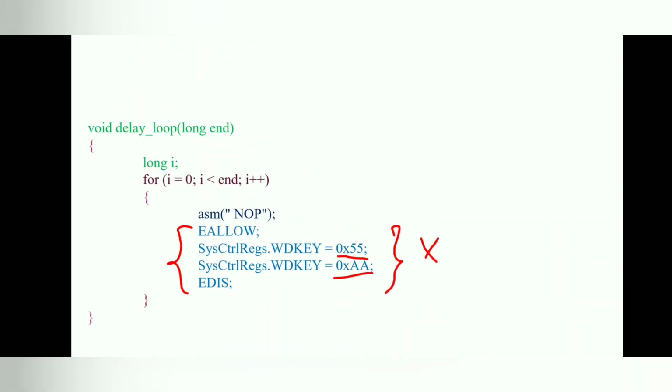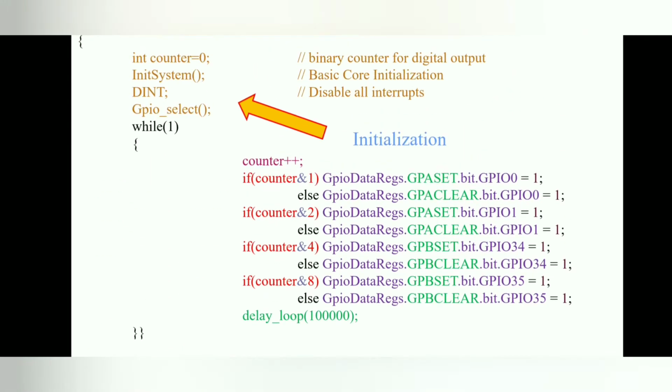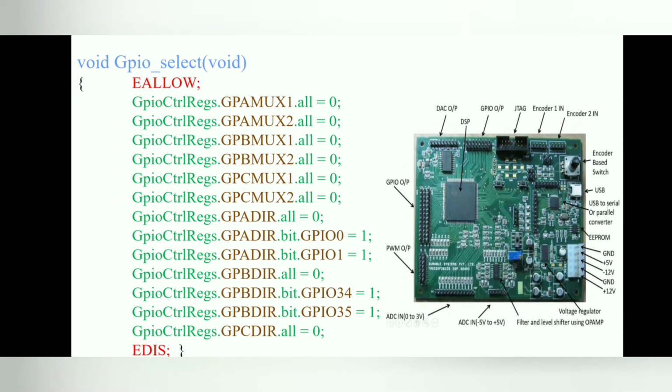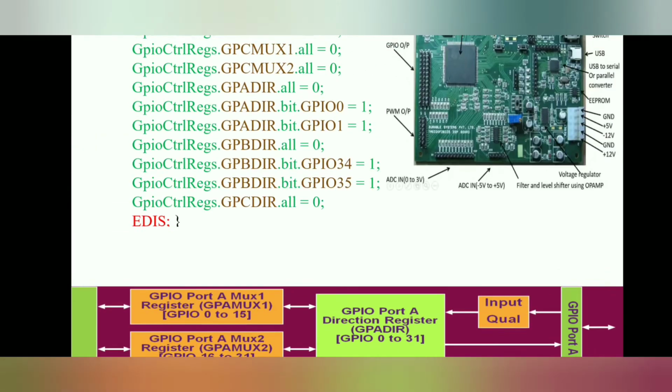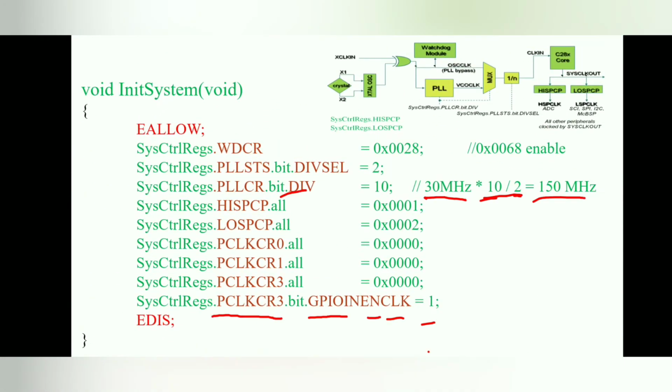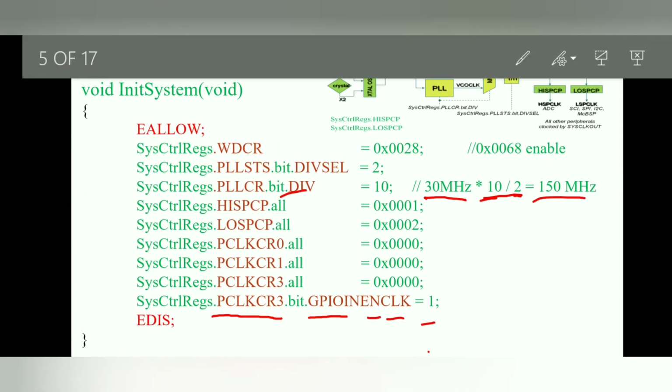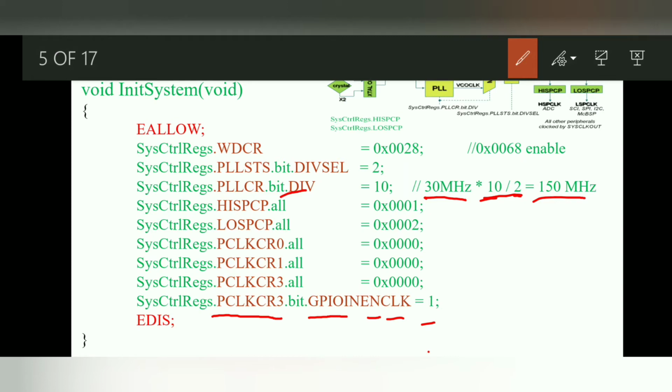Okay, now what we will do, we will use the watchdog timer in our main code. So where you need to modify? Here you need to modify the watchdog counter register. You need to modify 0x068, which means that you are going to enable your watchdog counter register.